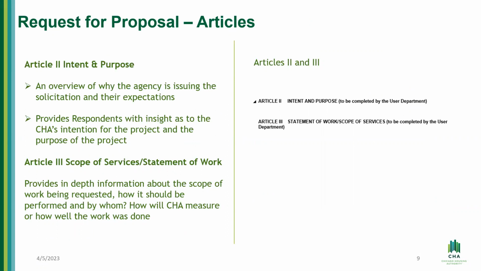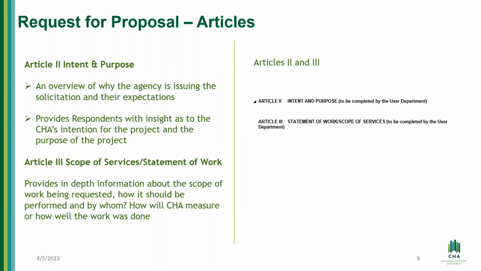So other sections of the RFP are the articles, and I will talk about the standards articles, or more important. Well, actually, all the articles are important, but this is the most relevant to you in terms of responding to your proposal. Article 2 is the intent and purpose. It's an overview of why the agency is using the solicitation and their expectation. It also provides the vendors with insight as to the CHA's intentions for the project and the purpose of the project.